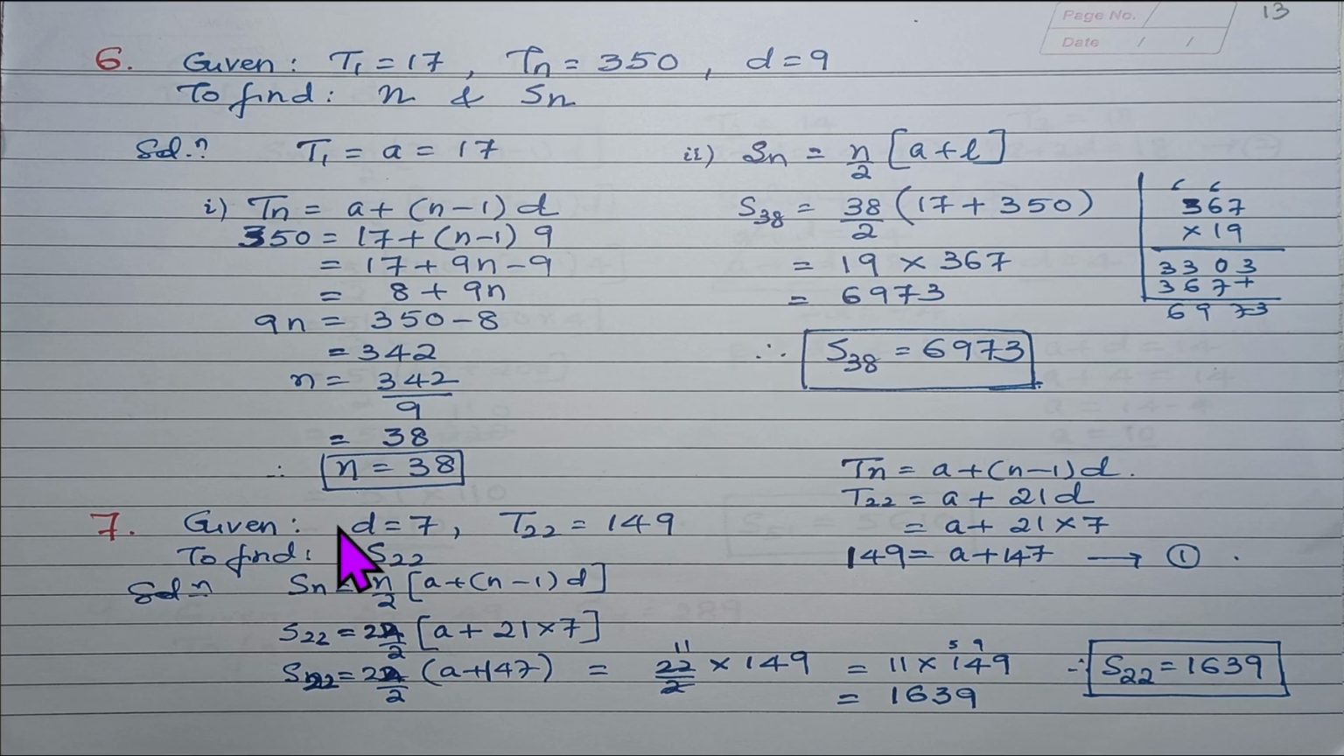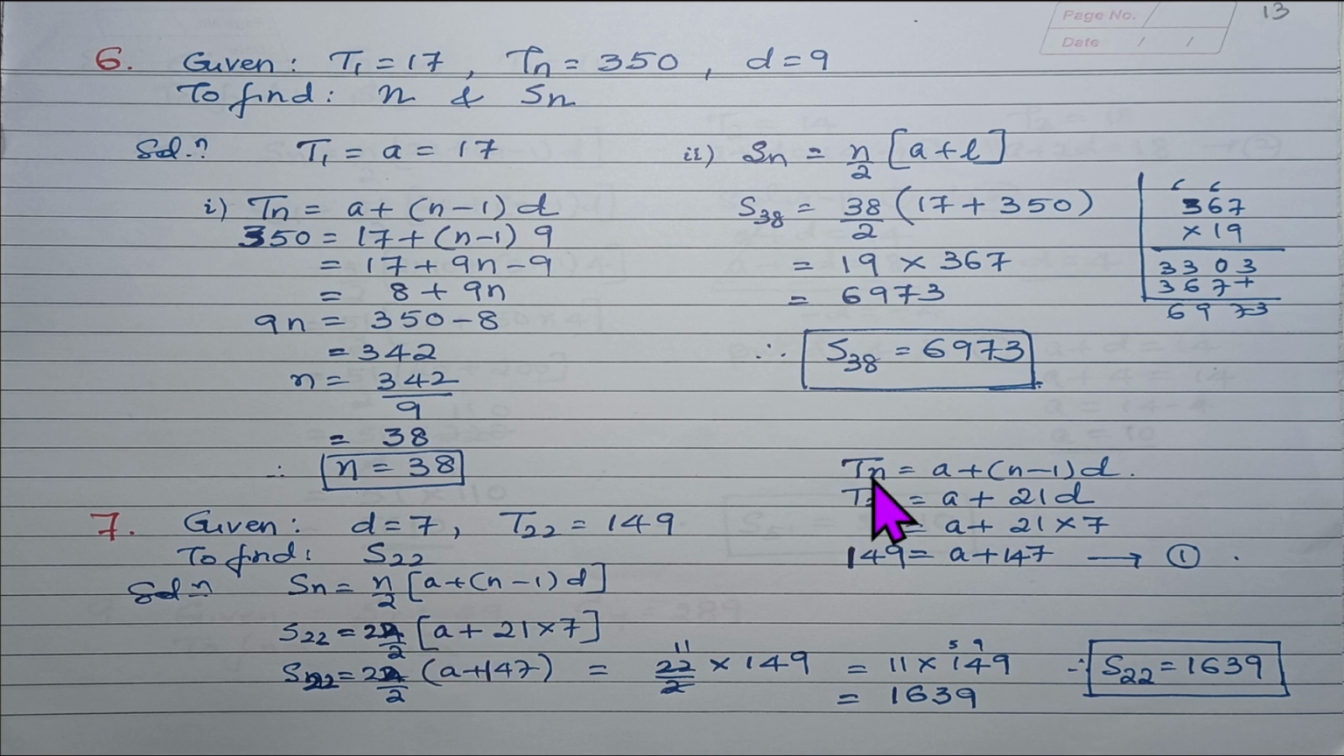Now coming to the next example, we are given d is equal to 7, the 22nd term is 149, and we have to find the sum of the 22 terms. Now Sn is equal to n upon 2 in the bracket a plus n minus 1 into d, so S22 is equal to 22 upon 2 in the bracket a plus 21 into 7. Now the thing is, we do not know the value of a here.